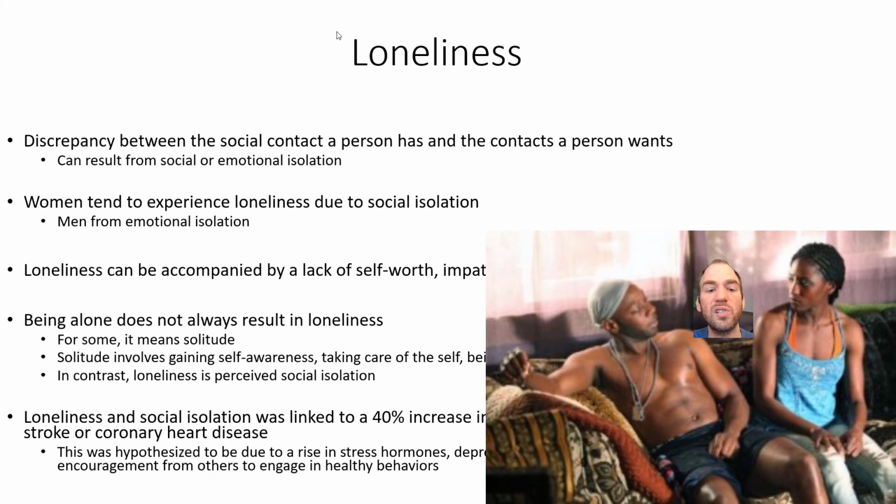Loneliness and social isolation were linked to a 40% increase in risk for dementia and a 30% increase in the risk of stroke or coronary heart disease. This was hypothesized to be due to a rise in stress hormones, depression, anxiety, as well as the individual lacking encouragement from others to engage in healthy behaviors. So our big takeaway here is that living alone does not necessarily mean loneliness, but loneliness has been found to be linked to increased risk for dementia, stroke, and coronary heart disease.